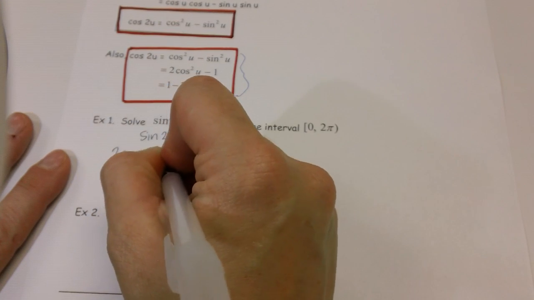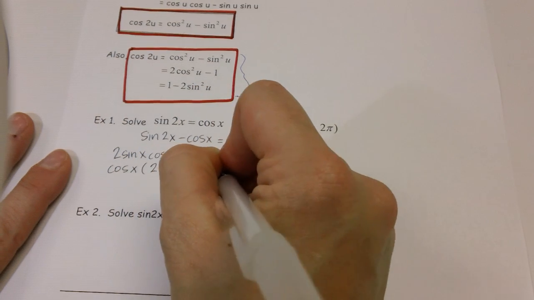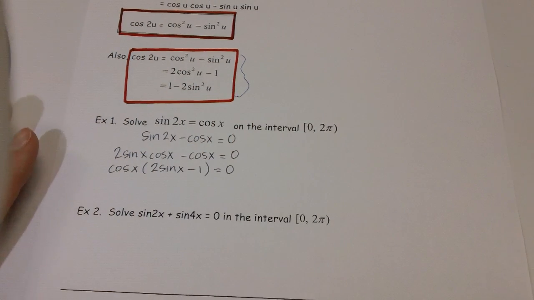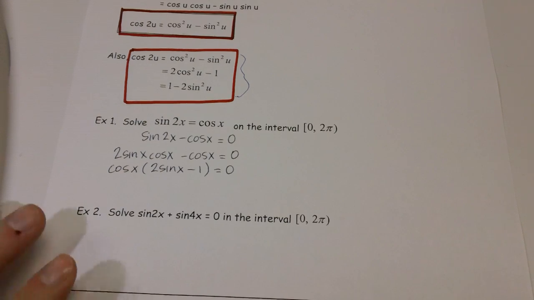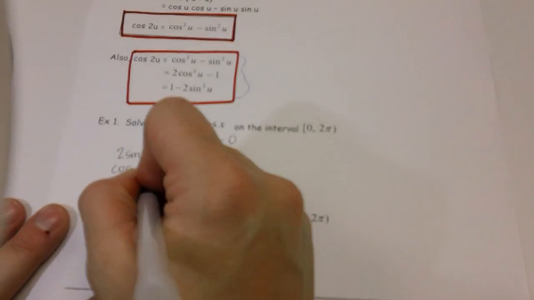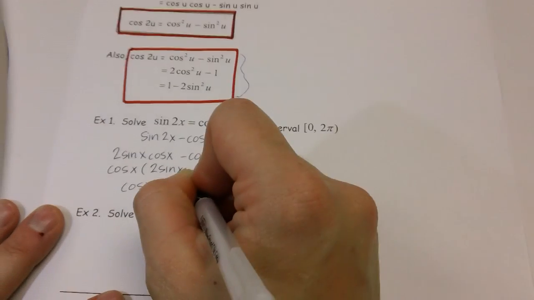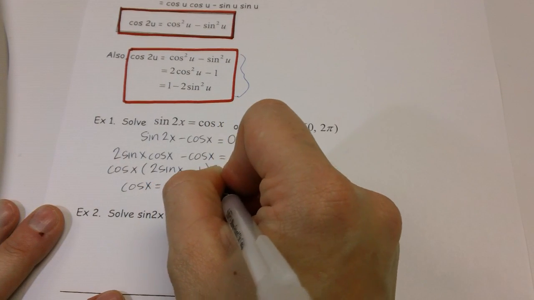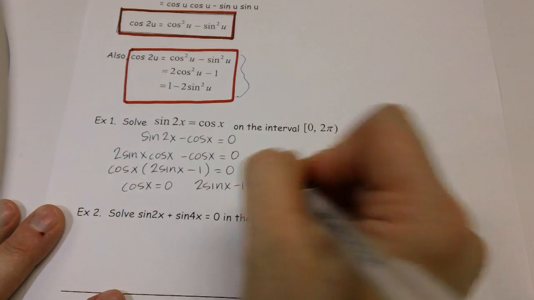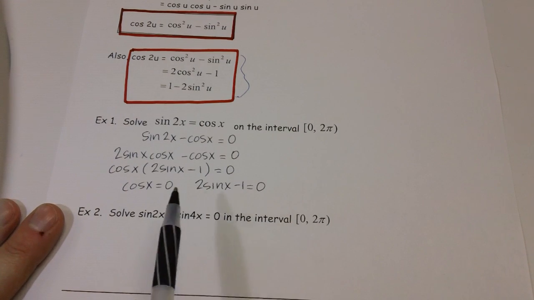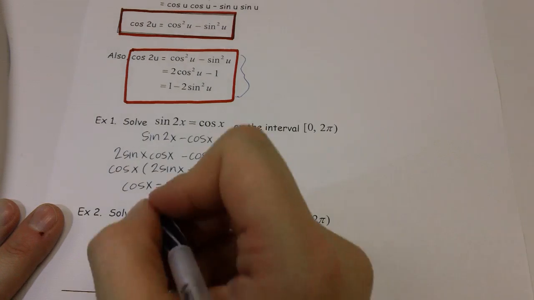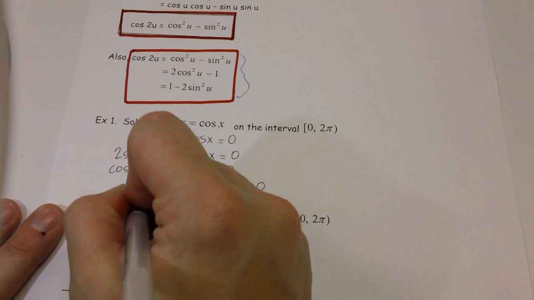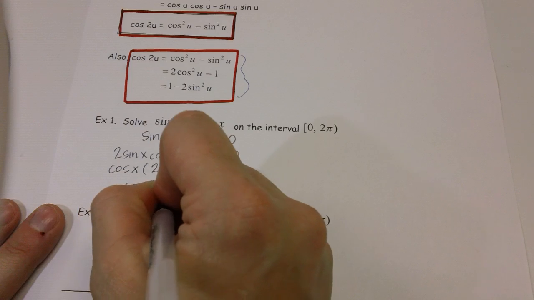We're left with 2 sine of x minus 1 equals 0. Using the zero product property, we know that cosine of x equals 0 or 2 sine of x minus 1 equals 0. From what we know on our unit circle, the cosine of x is going to equal 0 at pi over 2 and 3 pi over 2.